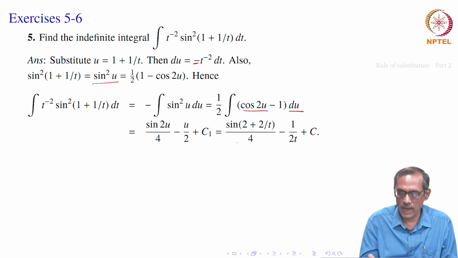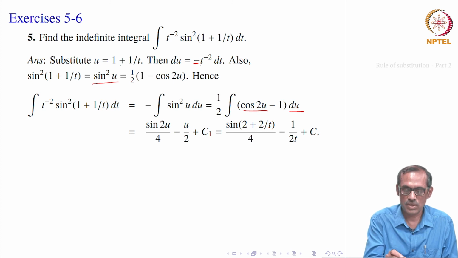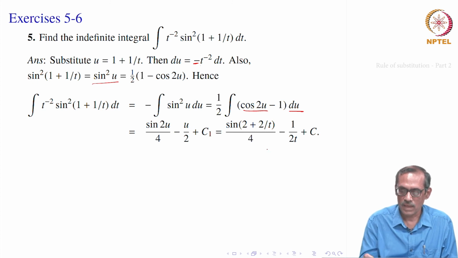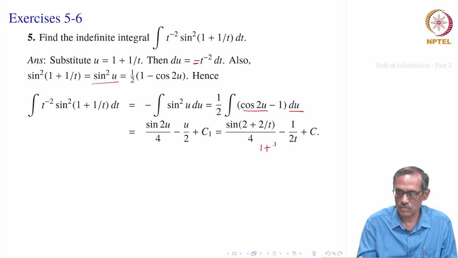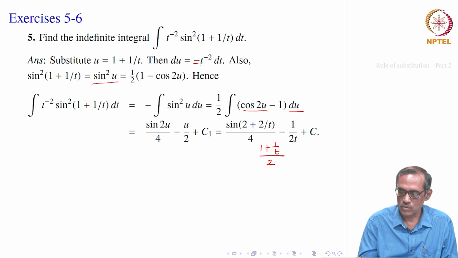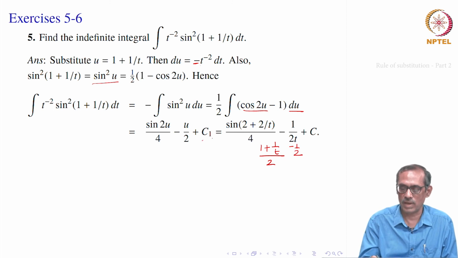So, you substitute back, it is sin of (2 plus 2 by t) divided by 4 minus u by 2, where u is 1 plus 1 by t. So, by substituting (1 plus 1 by t) divided by 2, this gives half and this gives 1 by 2t. The minus sign is there already. So, this is minus half minus 1 by 2t plus C1.